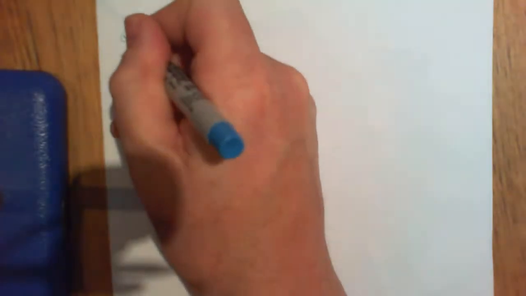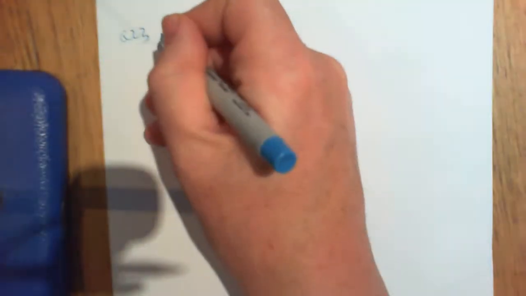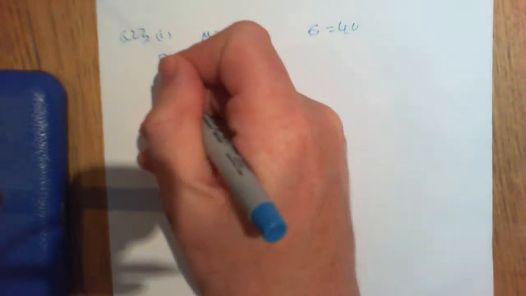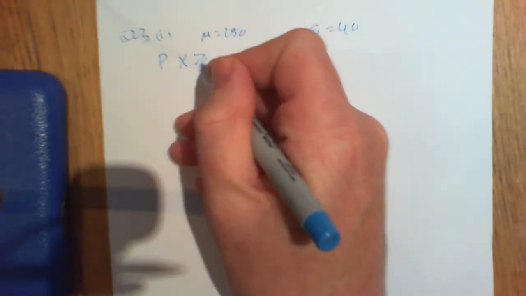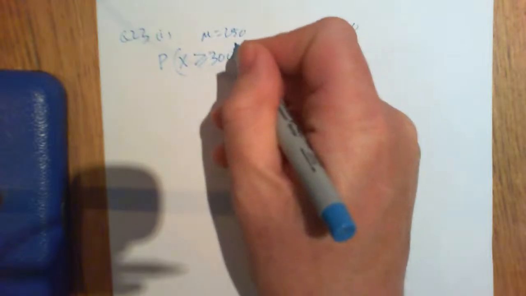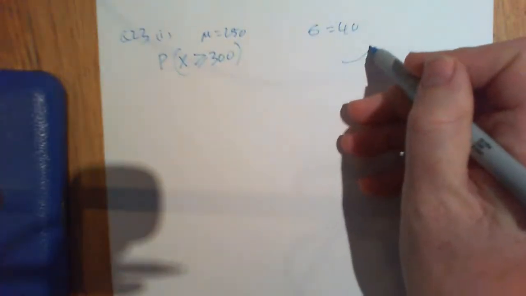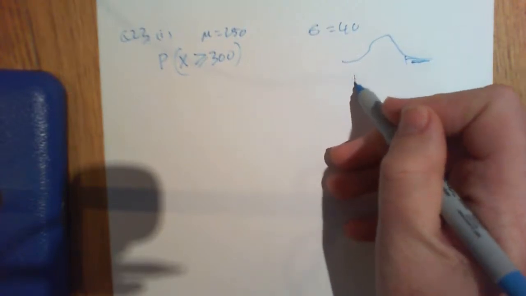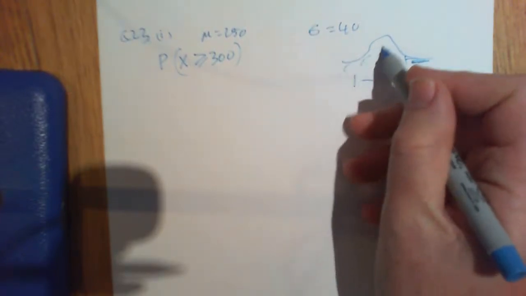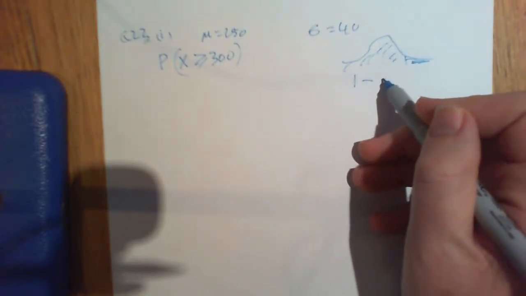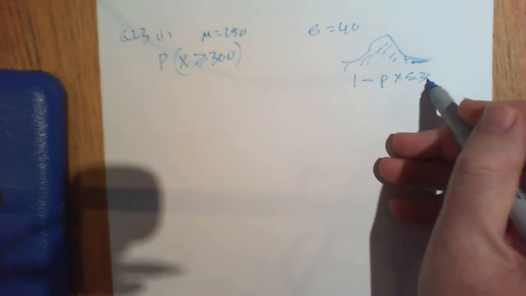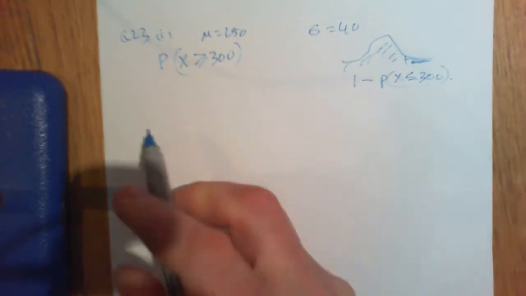I'll try question 23. So we have a mu of 250 and a sigma of 40, and we have to find the probability that a value is greater than or equal to 300. Because we're looking at something up here, what we really want is 1 minus this bit, the probability that x is less than or equal to 300. That's the one we're looking for. So let's work that out.